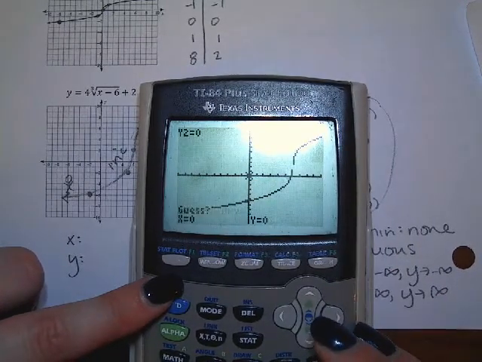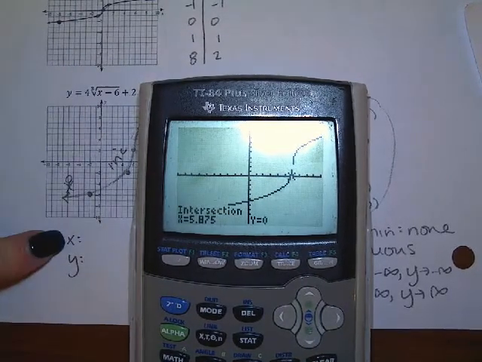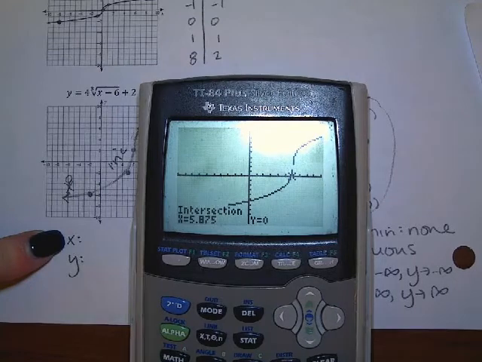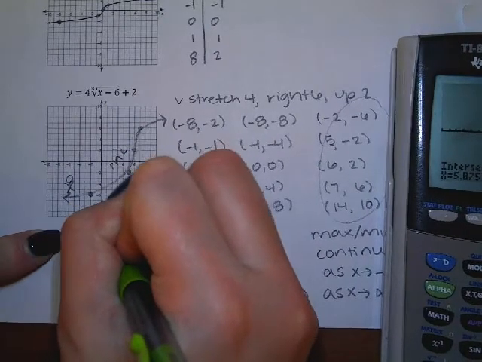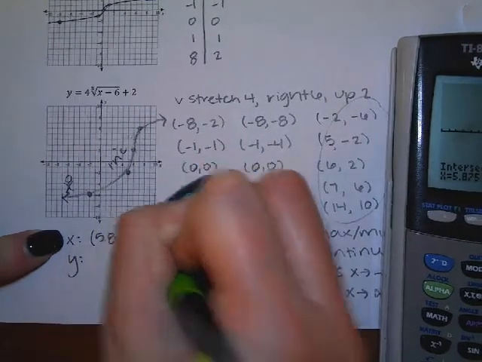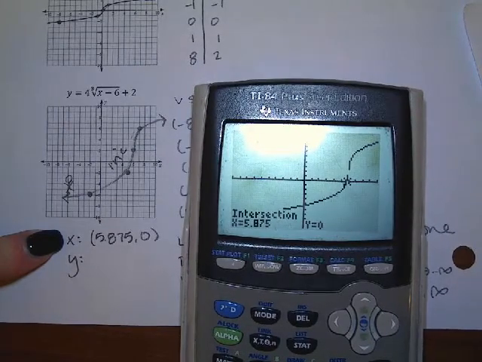First curve, second curve. We don't even have to worry about that this time because there's only one answer. Okay, so when I did number 5, I just pressed enter, enter, enter. I didn't even have to move the cursor anywhere. So we've got 5.8750.